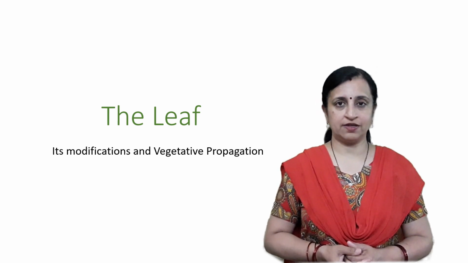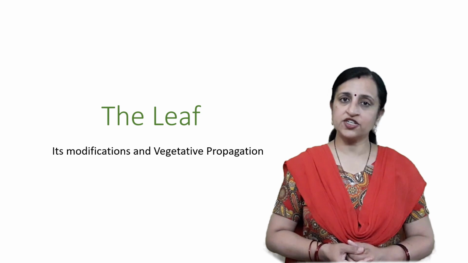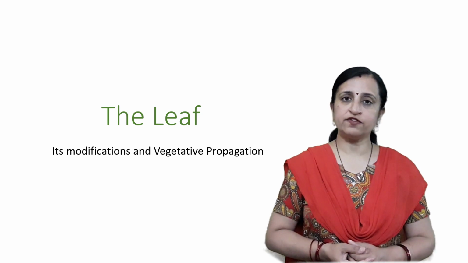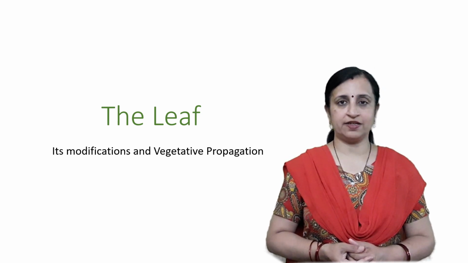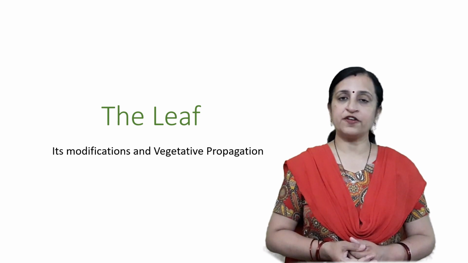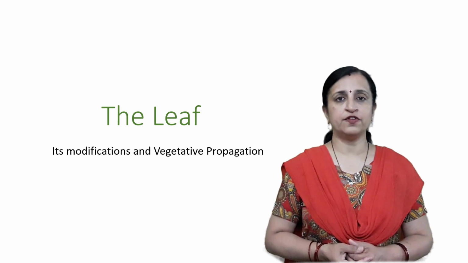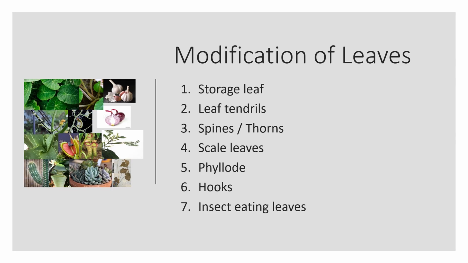Now what is modification? Modification is a structural change due to functional needs. That is, the leaves of the plant, wholly or partially, are modified to perform specific or specialized functions other than the basic function of photosynthesis. The various types of modification of leaves are storage leaf, leaf tendrils, spines, also called thorns, scale leaves, phyllodes, hooks, and insect-eating leaves. Let us learn about modifications in detail.